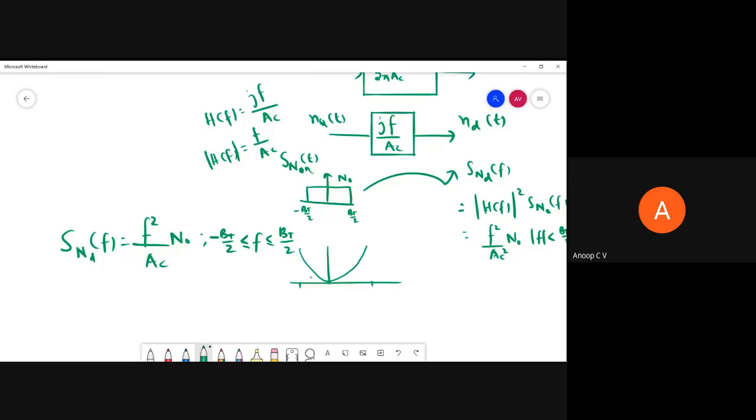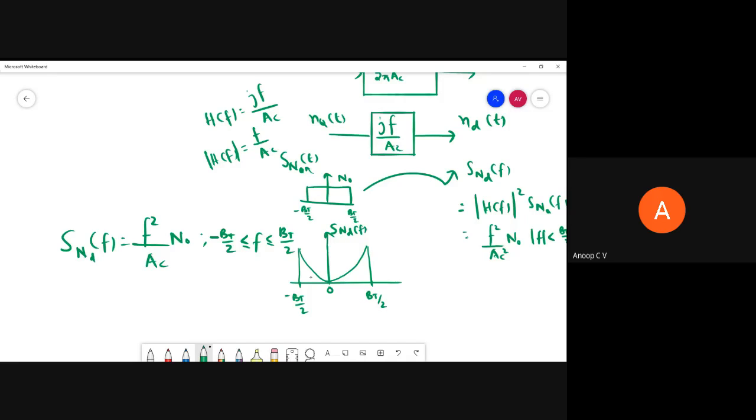Right, proportional to square of F, right? So this will be S N D of F. This is 0, and this is plus Bt by 2 and minus Bt by 2. So those who have confusion whether this curve will be like this only, it's a parabola, F square. Quadratic means it will be a parabola, right?